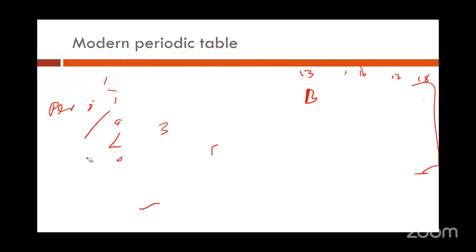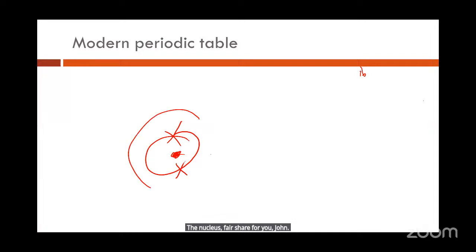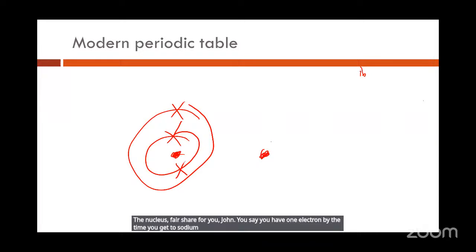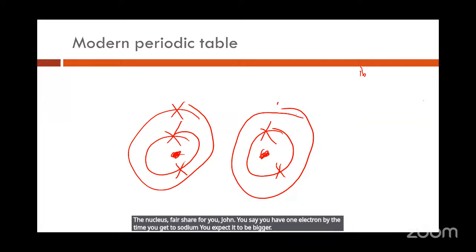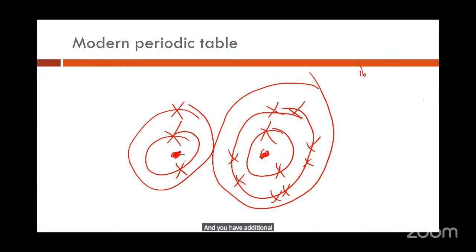And remember, you can tell if you have something like this. Remember your old model. Your old model is when you have the nucleus, first shell for lithium, and you say you have 1 electron. By the time you get to sodium, you expect it to be bigger because you're going to have 8 electrons there, and you have an additional shell. So it's bigger than the first one.